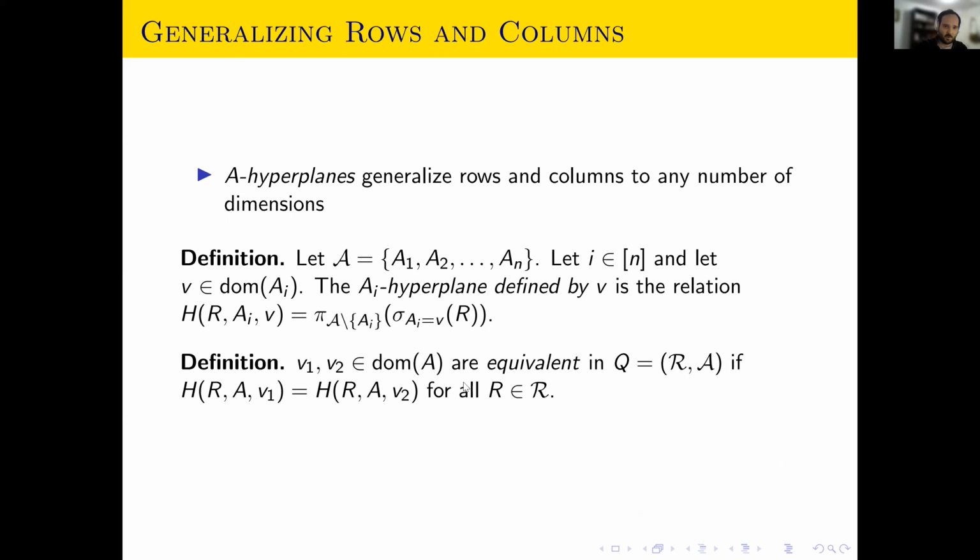Now we also define a notion of equivalence for domain values and attributes. If V1 and V2 are in the domain of A, we call them equivalent in the query overall if their A hyperplanes are equal for all relations in the query.